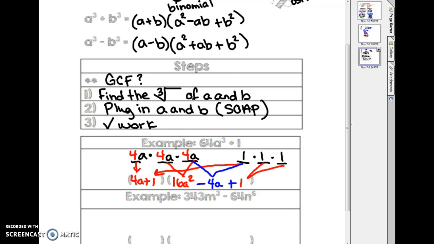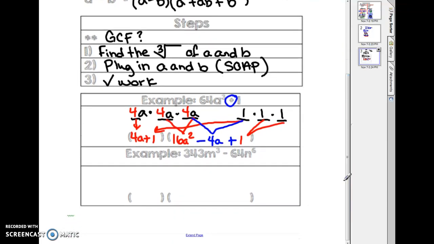So we just did the formula. So again, what I did here was I took one of each for my first parentheses. The second parentheses, I took the next two together and multiplied them and got 16a squared. The last two, and then the middle two. So the next two, the middle, and the last. And I multiplied them together to fill in. The signs was the SOAP. Same, so plus, opposite, and then always positive.